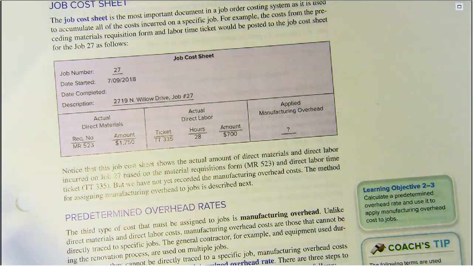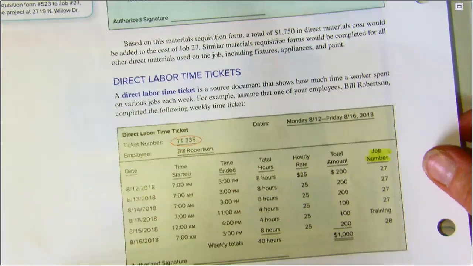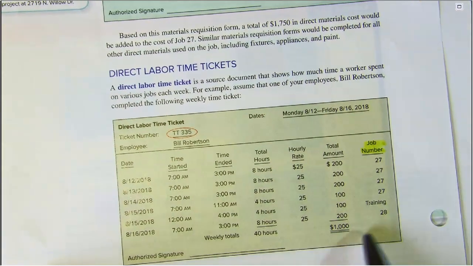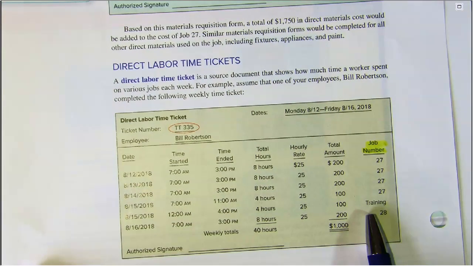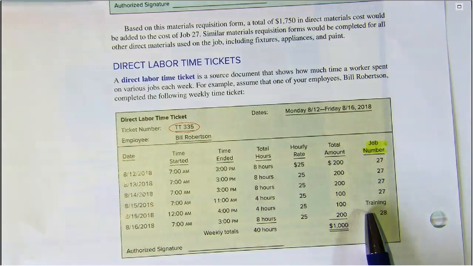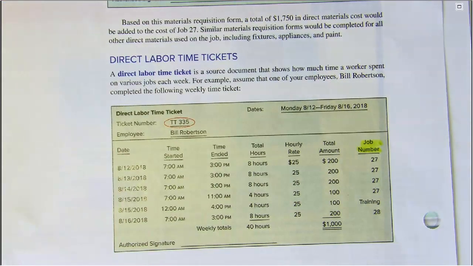Now, what about Bill's time that says training? Most likely, since that cannot be charged to a specific job, that will be charged as indirect labor to manufacturing overhead. And we're going to be talking about manufacturing overhead in the next mini lecture.